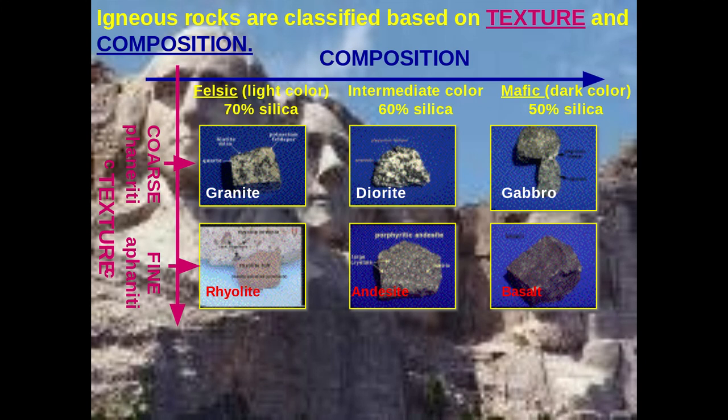Compositionally equivalent. On the other hand, we can go over here to gabbro and we'd say basalt is compositionally the same as gabbro. We'd say andesite is compositionally the same as diorite. So instead of learning all six rock types, learn the pairs: granite rhyolite, diorite andesite, and gabbro basalt.